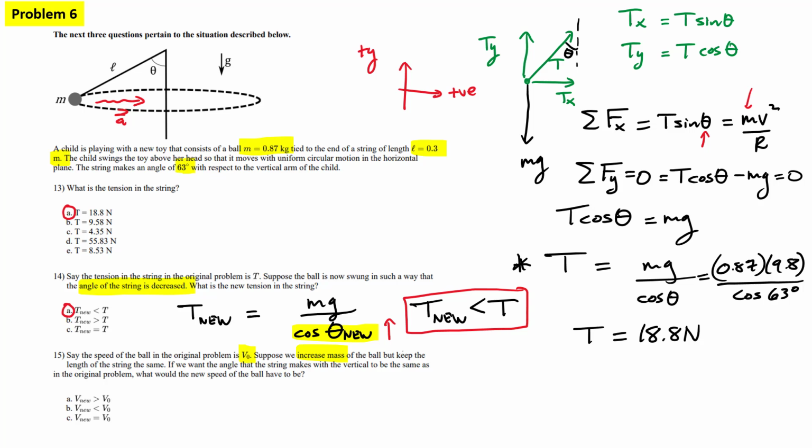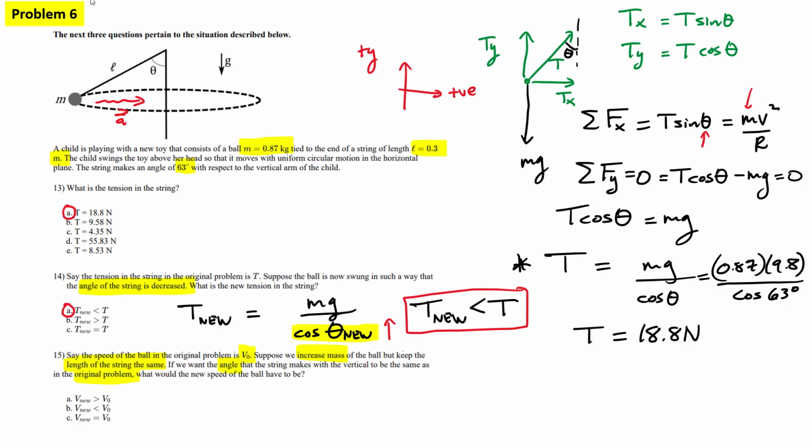All right, so this one you have to be a little bit careful. What we need to do is keep the angle the same, right? So the length of the string is the same, L is the same, and they want the angle to be the same as the original problem. Let's find an expression for the angle of that original problem and see how it depends on the speed. So how can we do that?